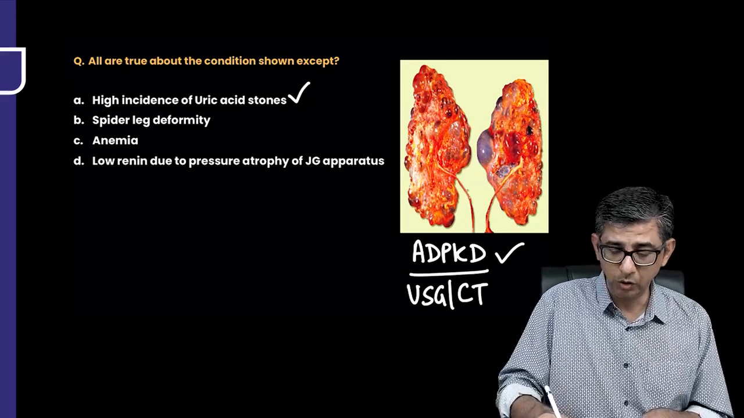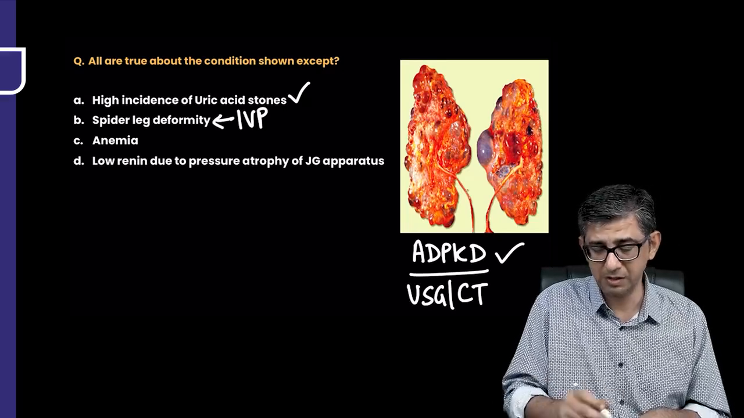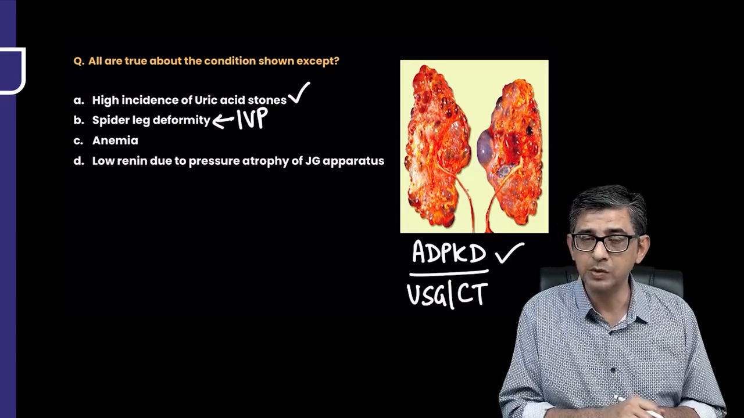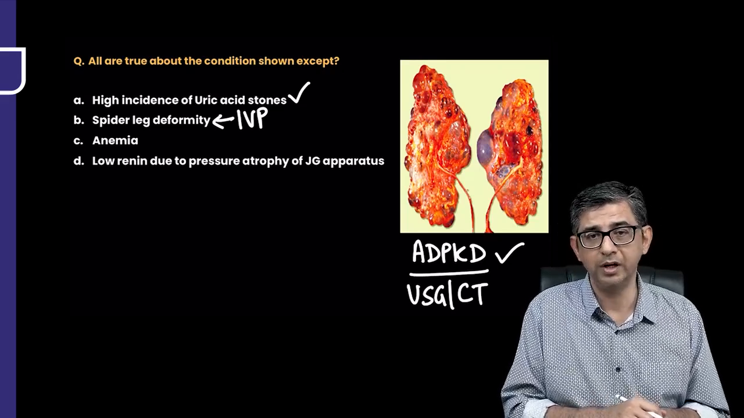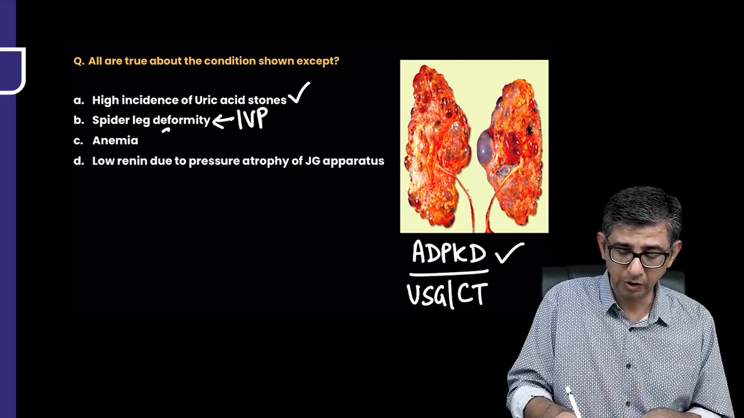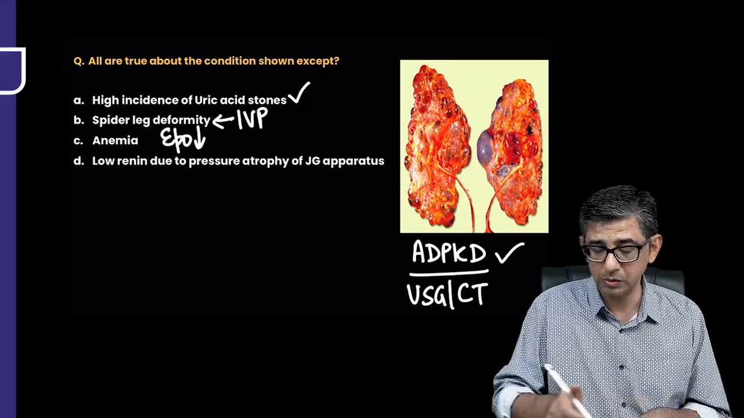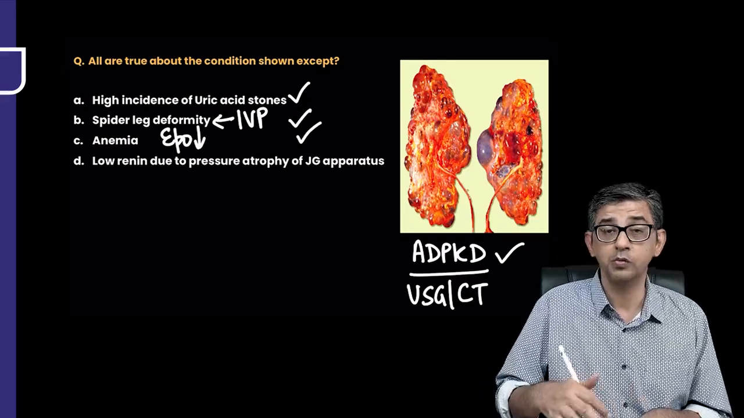And nowadays, we do not do an intravenous pyelography for these patients because of the risk of anaphylaxis with the dye. But in earlier times, when IVP used to be done, we used to get this classical spider-like appearance. Because the kidney is damaged, the production of erythropoietin is going to be hampered. That will explain the anemia component also. So three of the options are right. He asks what is wrong.